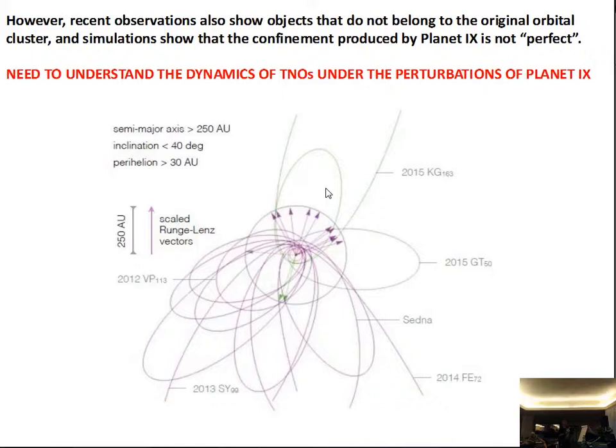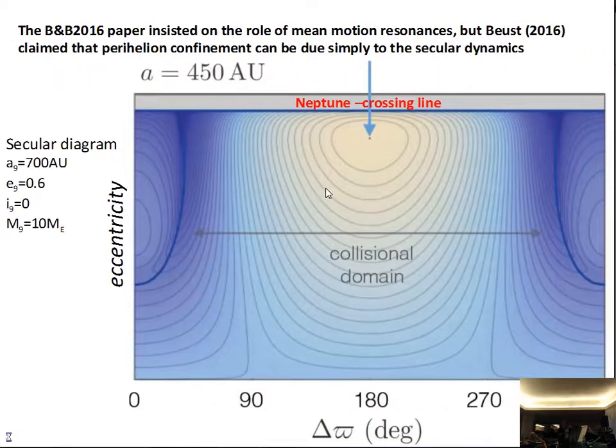So let's see, well, the original paper by Batygin and Brown insisted that mean-motion resonances with Planet 9 were very important. And after that, Hervé Beust in Grenoble pointed out that actually mean-motion resonances are not needed at all in order to have a perihelion clustering, because the secular dynamics creates this libration of perihelia, anti-aligned with the perihelion of Planet 9. So we checked that.